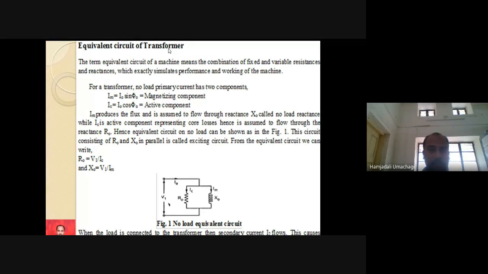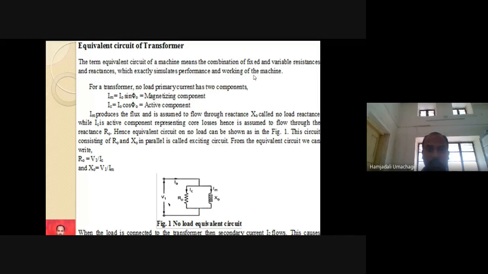If I want to estimate any performance of the transformer, then I will convert that transformer into one electrical circuit, which has fixed and variable resistances followed by reactances. Once you use those values for calculation purposes, these values will give us what? Required results, like for example efficiency and voltage regulation, which will finally give us the performance of the transformer. For that sake, we say here that it exactly simulates performance and working of the machine.